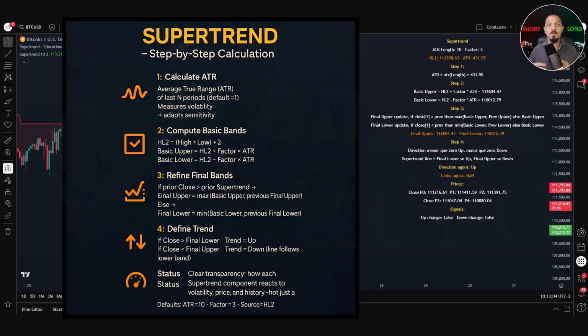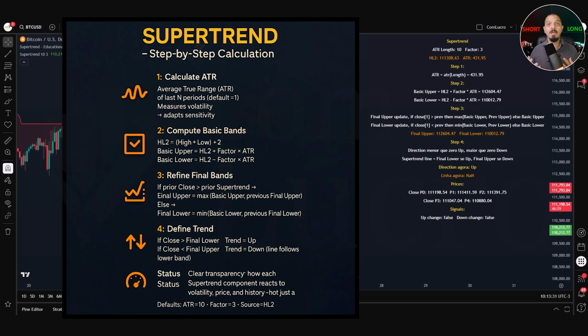In step 3, we refine these levels based on the previous candle. If the previous close was above the prior supertrend line, the system updates the final upper by taking the maximum between the current basic upper and the previous final upper. If the previous close was below, the final lower is updated by taking the minimum between the current basic lower and the previous final lower. This filtering smooths out the line and prevents frequent whipsaws during minor price fluctuations.